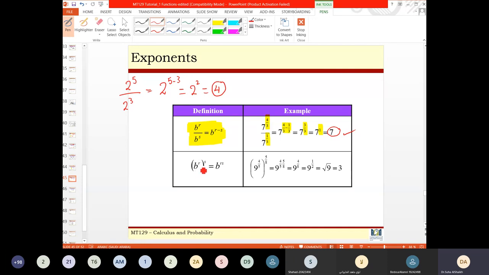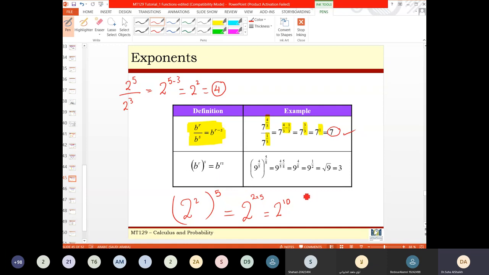We have the power of a power rule. Whenever, for example, I have 2 to the power 2, all to the power 5, what does it mean? This means 2 to the power 2 multiplied by 5. We multiply the powers. This is 2 to the power 10, and we calculate what this means.